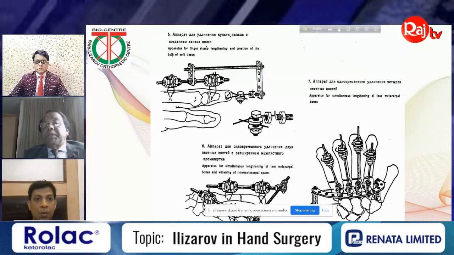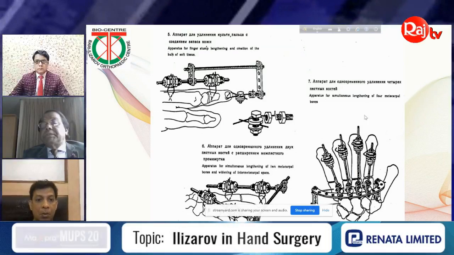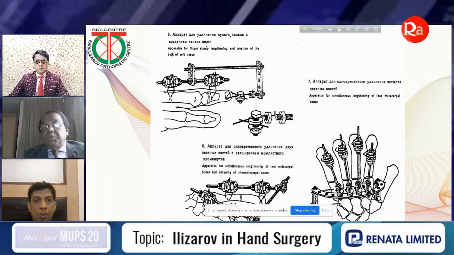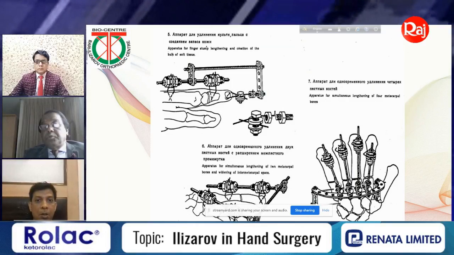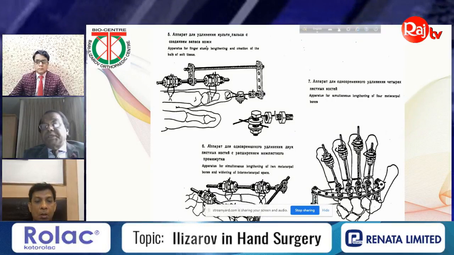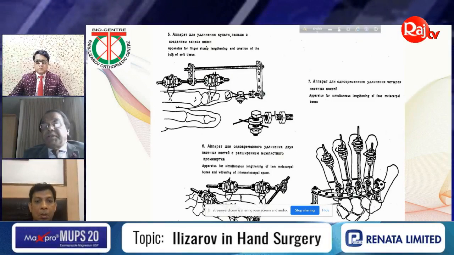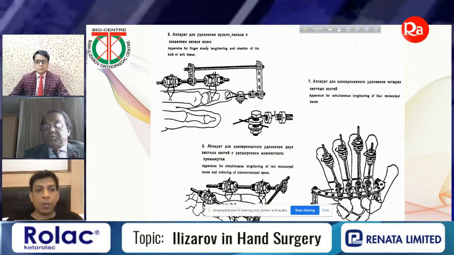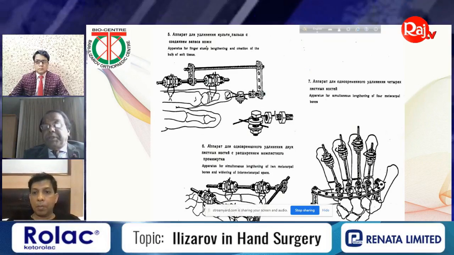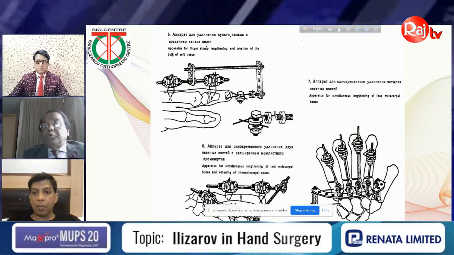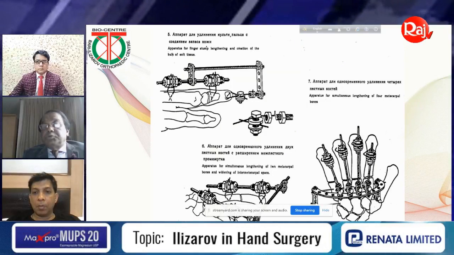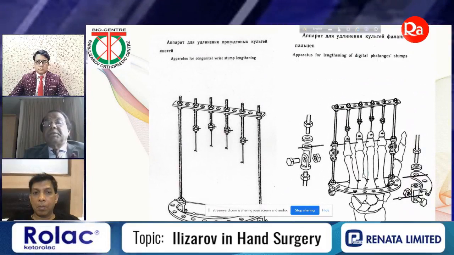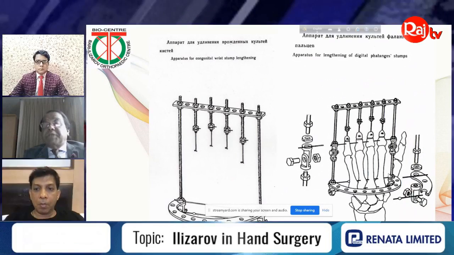So this is apparatus for simultaneous lengthening of the 4 metacarpal bones. If you want to lengthen, you can put like this. Whenever you see, you'll think that this is very difficult. This is not a difficult thing. Only before going to surgery, you should know the apparatus, particularly how to put and when to use and where to use. So now you can see here, apparatus for lengthening of the distal phalanx.